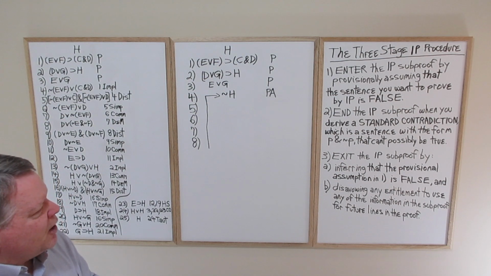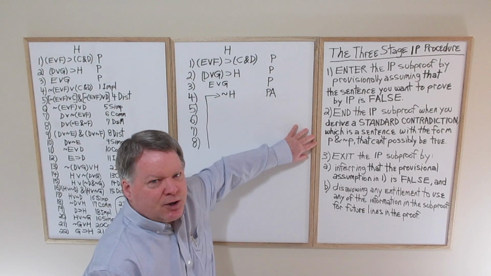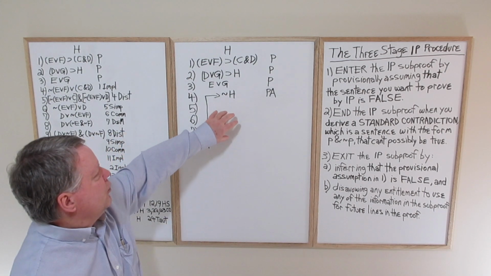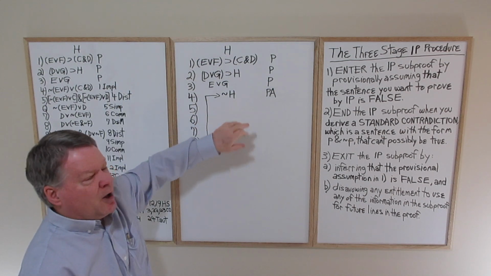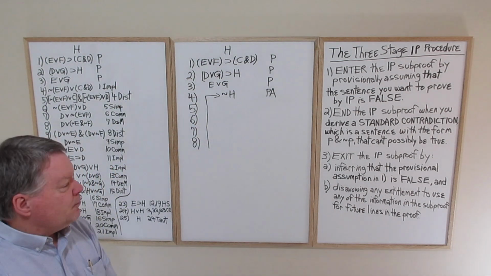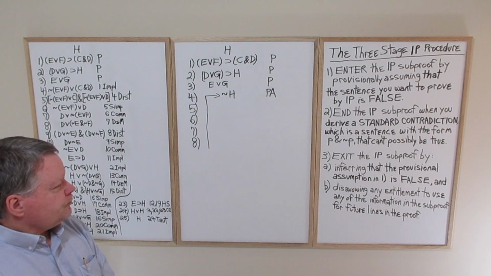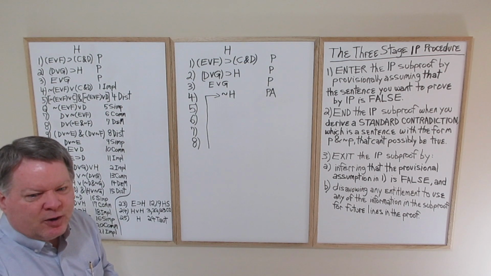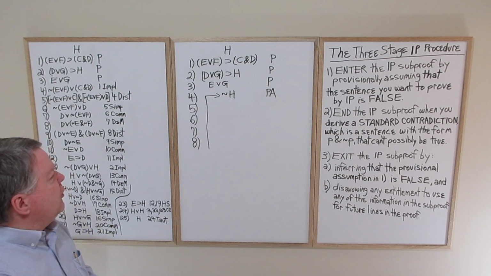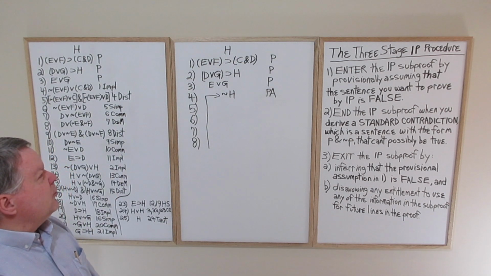You have to make a choice of a standard contradiction that follows from your original premises as well as the provisional assumption you have made to enter the subproof. Some subproofs, though, only allow of one standard contradiction. We'll begin to become familiar with what's required by doing a number of proofs.